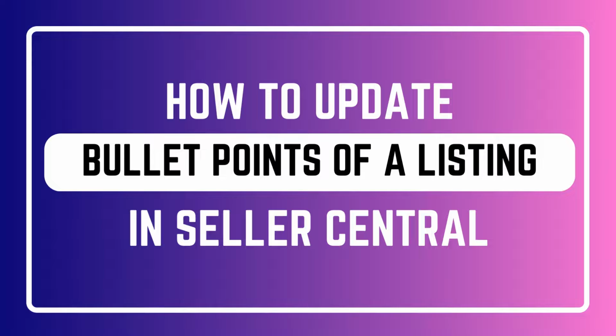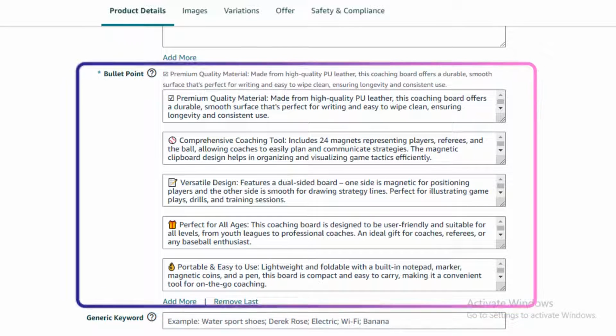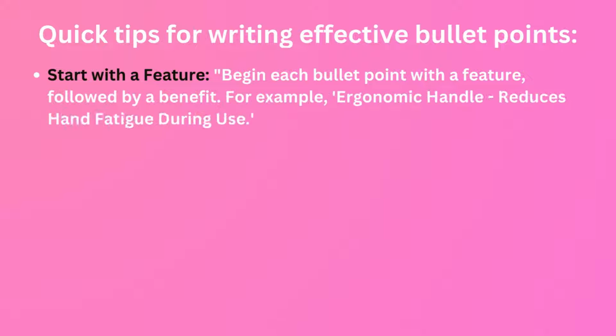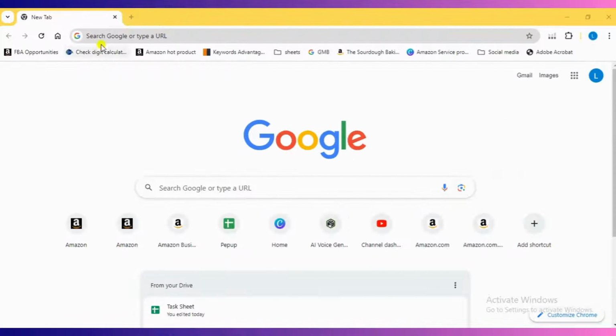In today's video, I'm going to show you how to update the bullet points for your product listings in Amazon Seller Central. Bullet points are key for highlighting the unique features and benefits of your product, so it's essential to keep them clear, concise, and compelling.